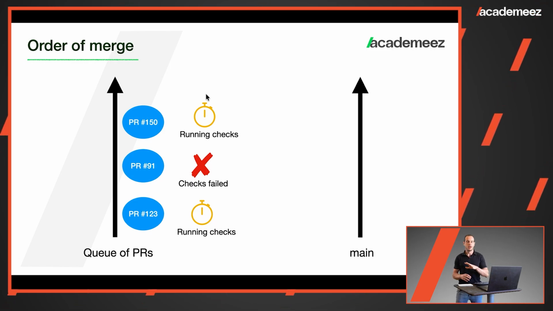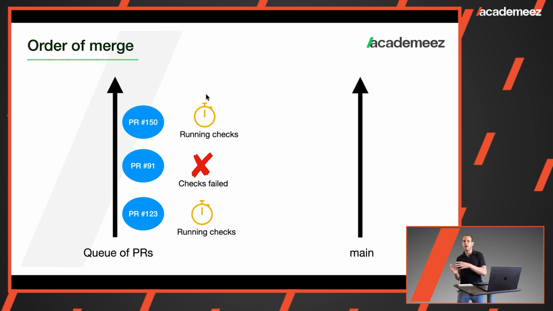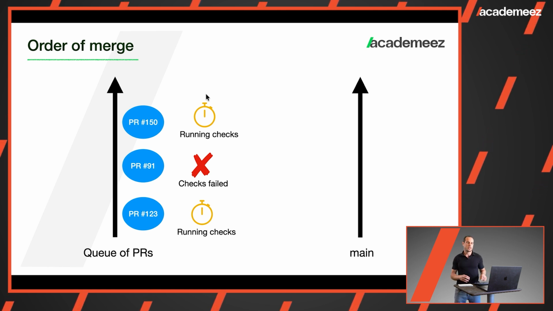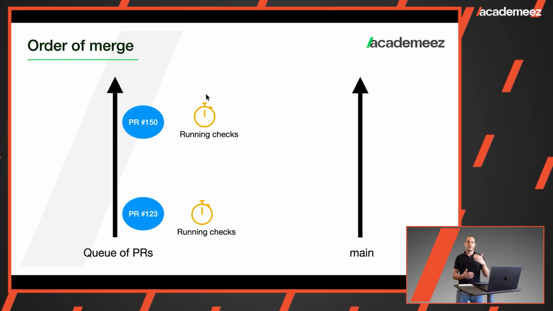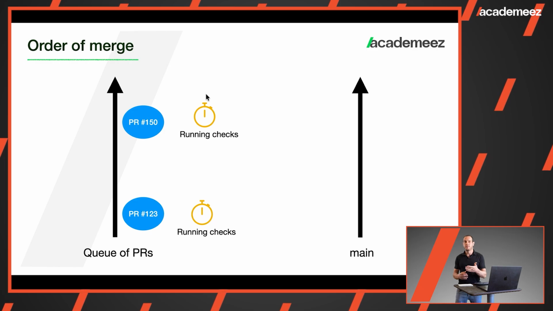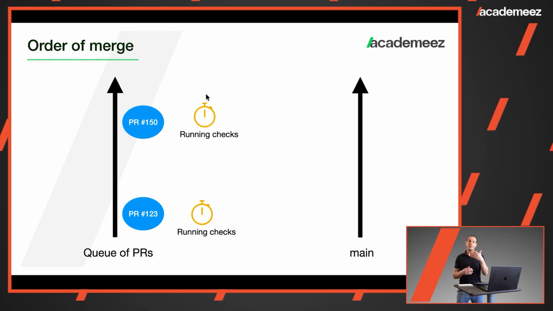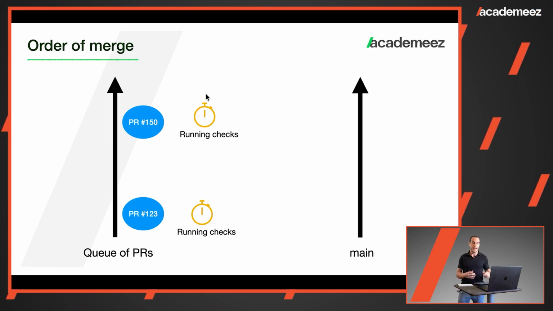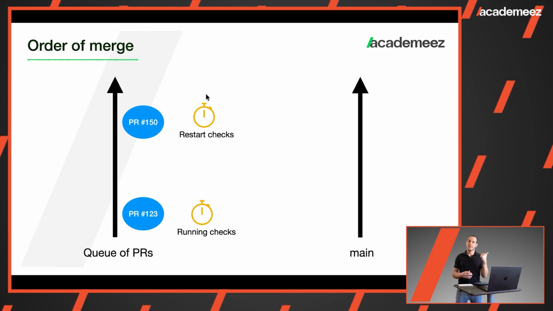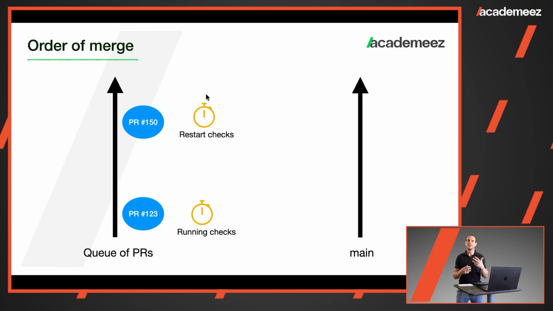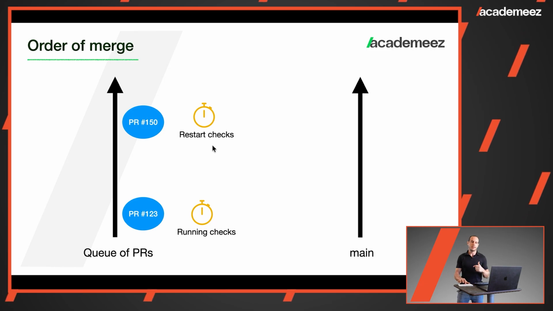But in this example, 91 failed the checks, meaning it's being thrown out of the merge queue. When 91 checks failed, the merge queue decided to kick 91 out of the merge queue. Now the order is a bit different because 150 is now second in line. So he jumped one place ahead. Now the 150, because the order changed, the merge group needs to be recreated, it needs to restart the checks.